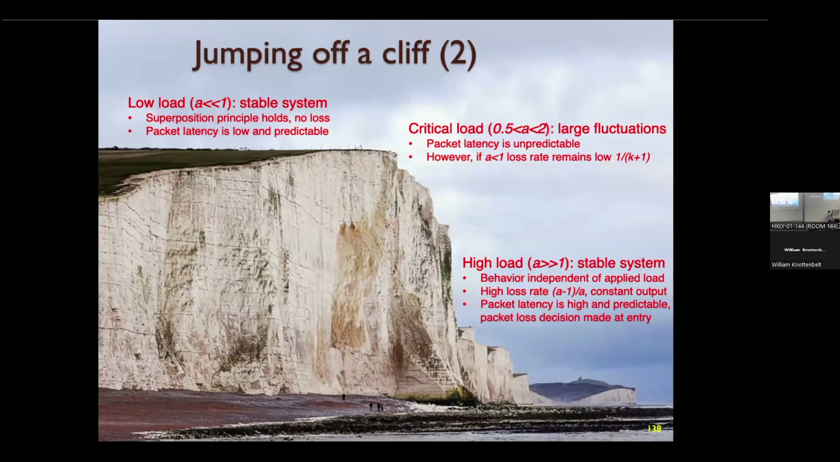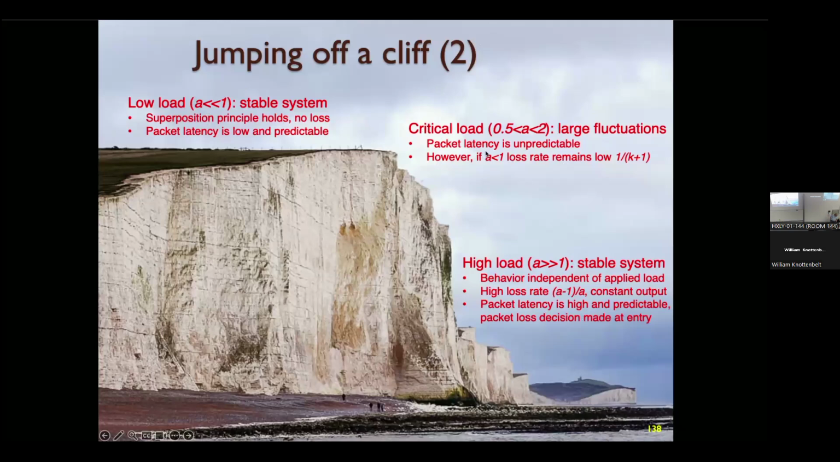So here I have a nice picture of it, the cliffs of Dover. We have three situations: low load, critical load, and high load. At low load, the system is stable. The superposition principle holds, it's very linear. If you do two tasks, the amount of work is the sum of the work of each task. So how nice can you get? Packet latency is low and predictable. Life is beautiful here. And at critical load, the packet latency is unpredictable. It can fluctuate from 1 to K.